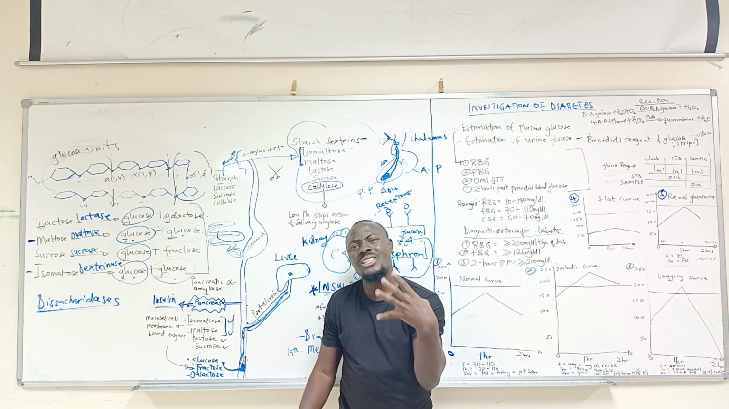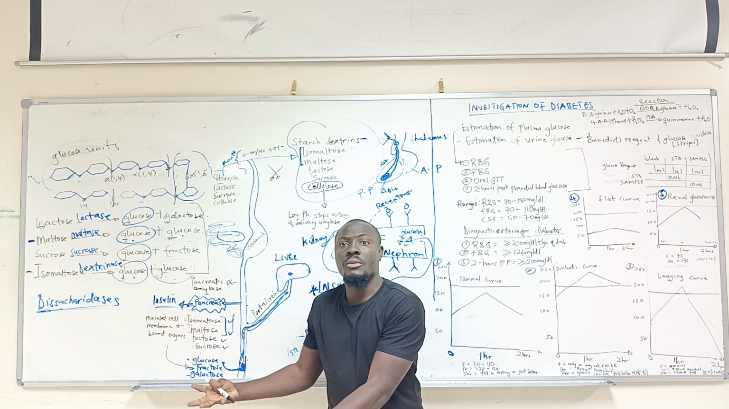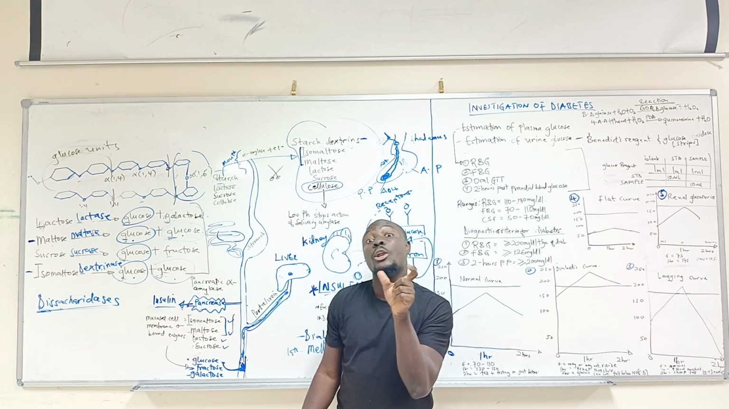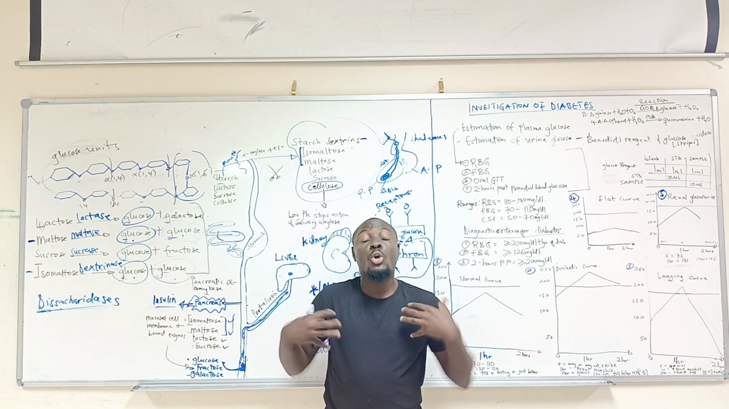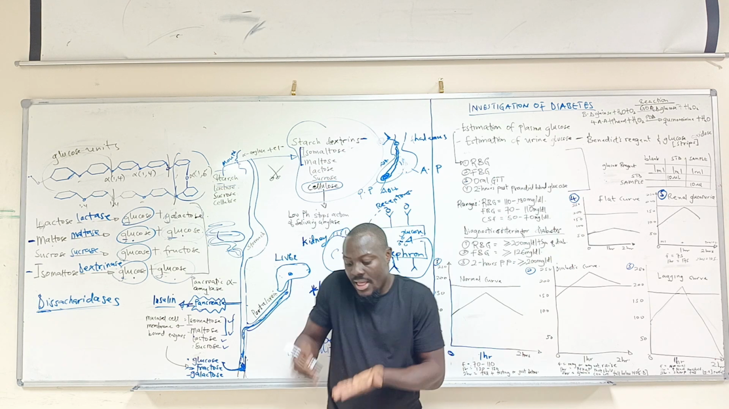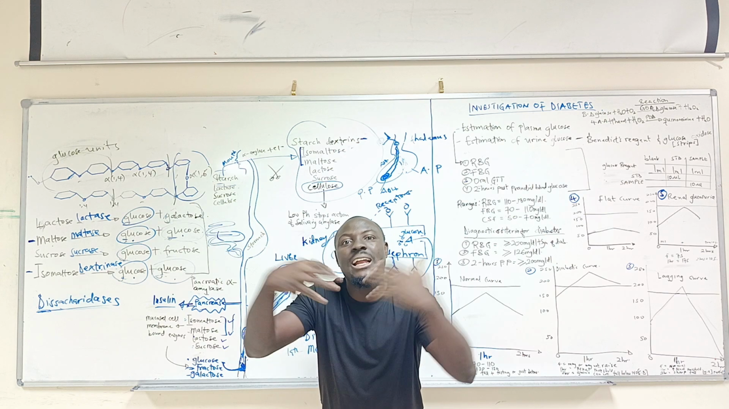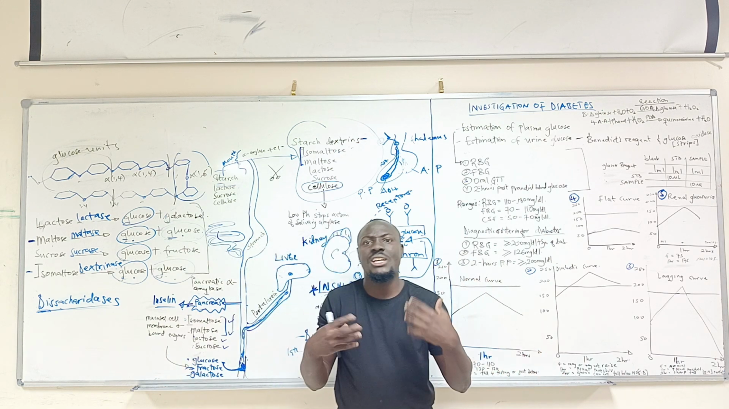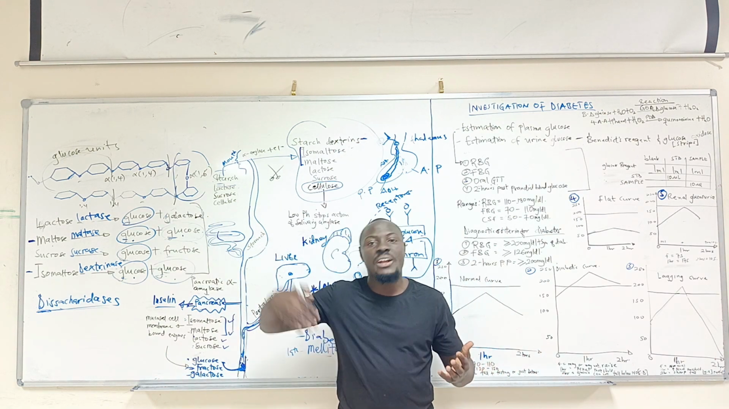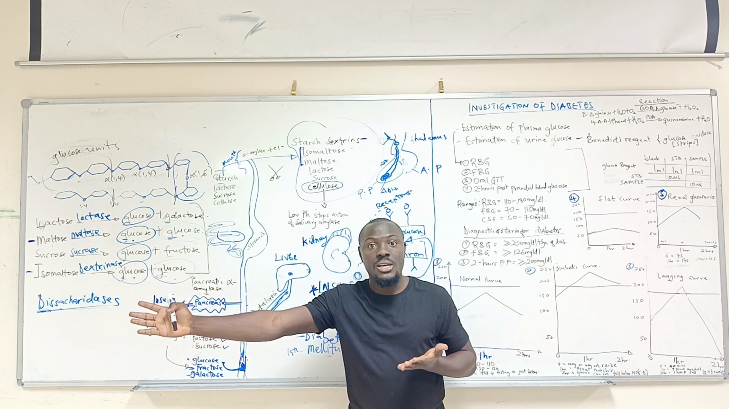Very good. But the question here is, as a patient, how do you prepare yourself before coming to the hospital in order to undergo an oral glucose tolerance test? The first thing you have to do is that 3 days to the test, you have to eat food that contains carbohydrate. At least 150 grams of carbohydrate should be consumed 3 days to the test.